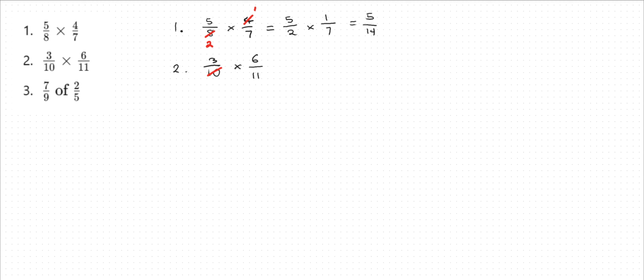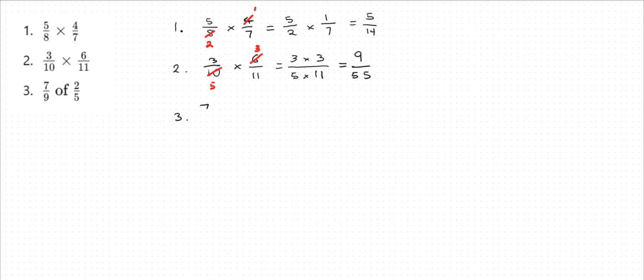So if I divide 10 by 2, I get 5. And if I divide 6 by 2, I get 3. And the result is that we can do 3 times 3 divided by 5 times 11. 3 times 3 is just 9, and 5 times 11 is 55. And there we go. We've done it very easy, and using our cancellation, it made our little multiplication a little bit easier.